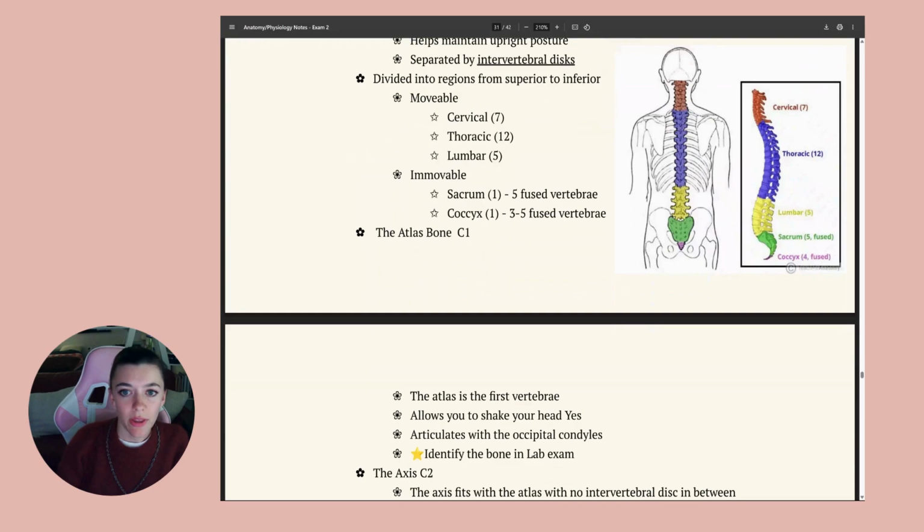Next, you have your immovable parts, and that's going to be your sacrum and your coccyx. Your sacrum is composed of 5 fused vertebrae, and then your coccyx, 3 to 5. Generally, you can just remember 4.